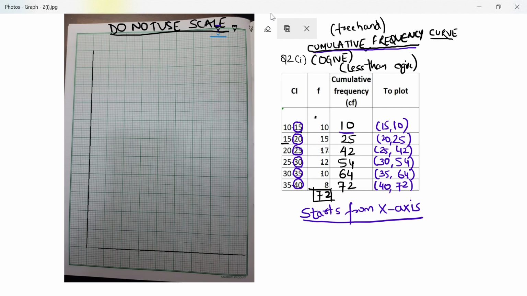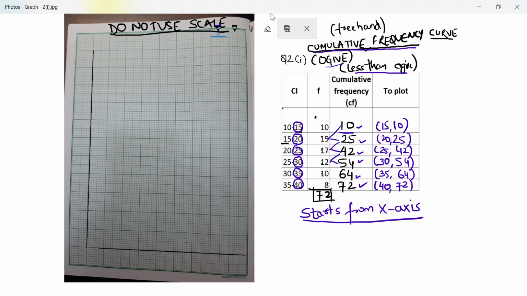Let's check again. We are doing a cumulative frequency curve, also known as an ogive, also known as a less than ogive. First thing we do is create a cumulative frequency table. For creating cumulative frequency, I keep adding. So 10, 10 plus 15, 25. I hope you remember this, right? So 25 plus 17, 42, and so on. Next, this last column is not mandatory from the exam perspective, but I always prefer to write it so that I don't end up making a mistake.